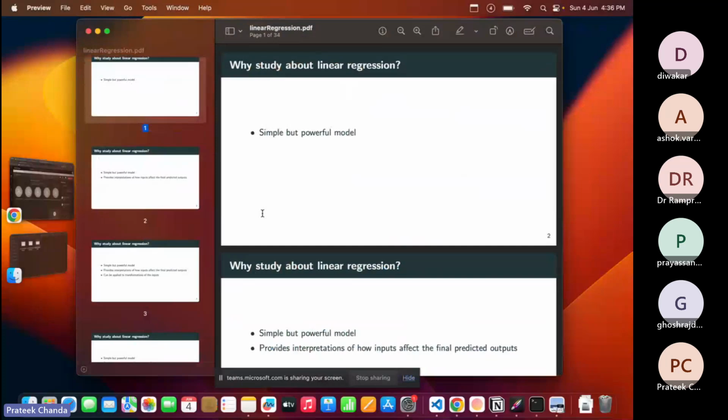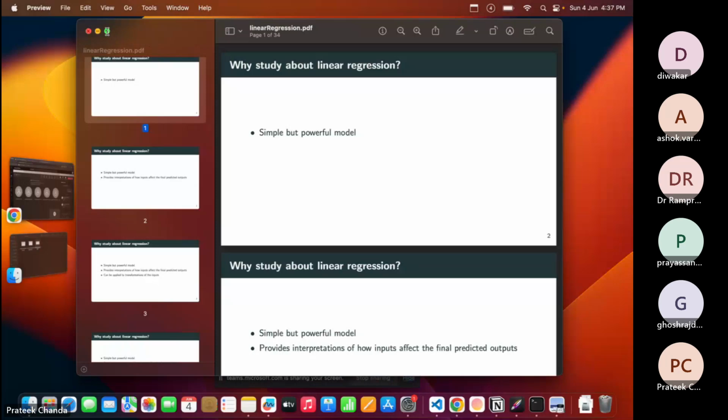So in ML, linear regression, or regression in general, is a very important topic. We were discussing yesterday the supervised paradigm of learning. Regression is where the model wants to predict something, and the output should be a real value. And what is linear regression? It's a very simple but powerful model.